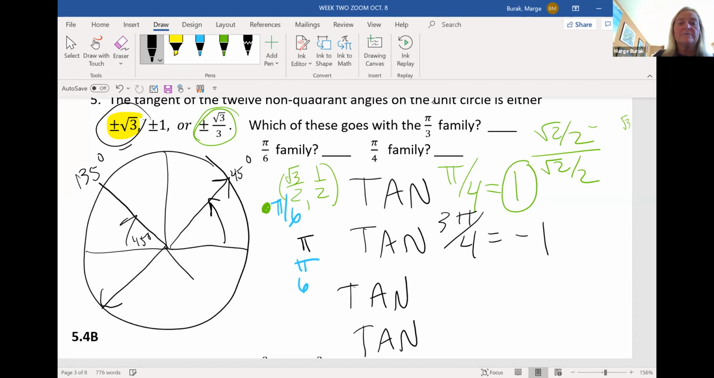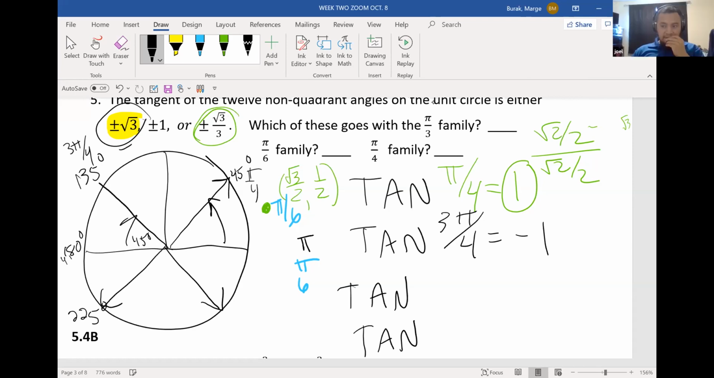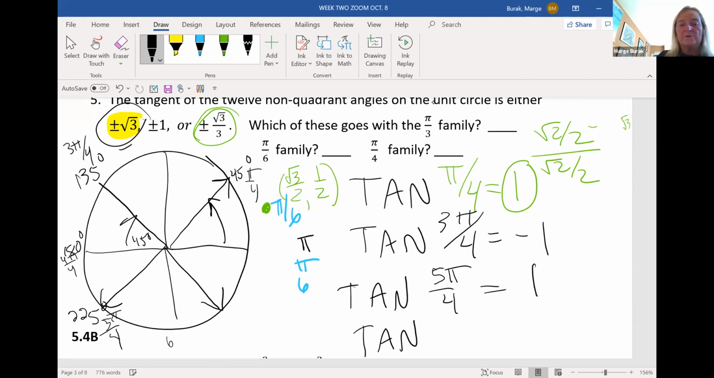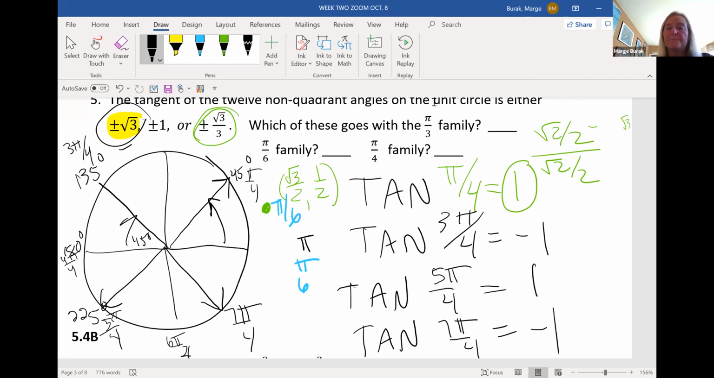What's the angle? These are all the angles that have a reference angle of 45 degrees. That's going to be 180 plus 45. 225. And what's the radians? This is pi over 4. 3 pi over 4. 4 pi over 4. 5 pi over 4. And that's going to be positive. And then this one is 6 pi over 4. We don't care about that. 7 pi over 4 is negative.